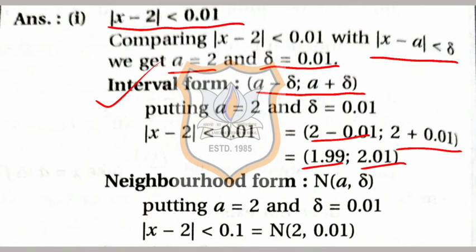What is the neighborhood form? N A delta. So let's substitute. A is 2, delta is 0.01. So our answer will be N 2, 0.01.